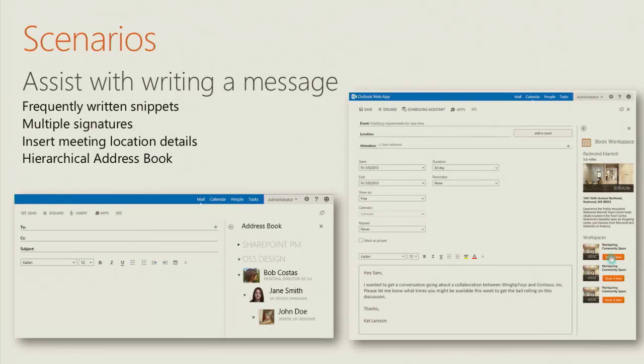We did compile together a few scenarios just to kind of get you thinking about this. And so we bucketed them into a couple of different categories or classes of scenarios. And the first one that we thought of was around assisting with writing a message. And so you already saw today using my templates to help a user add frequently written snippets. But you could also imagine other kinds of apps in this category, like building a very simple app that allows a user to have multiple signatures. And so I can insert one signature for one set of clients that I respond to, or a different signature for other customers or clients.